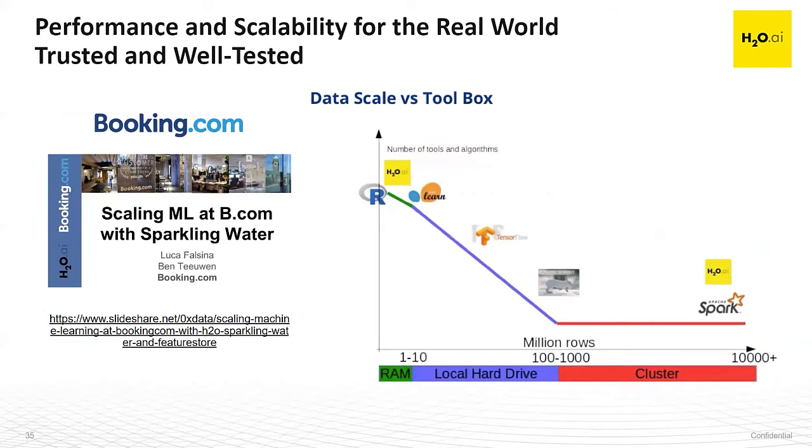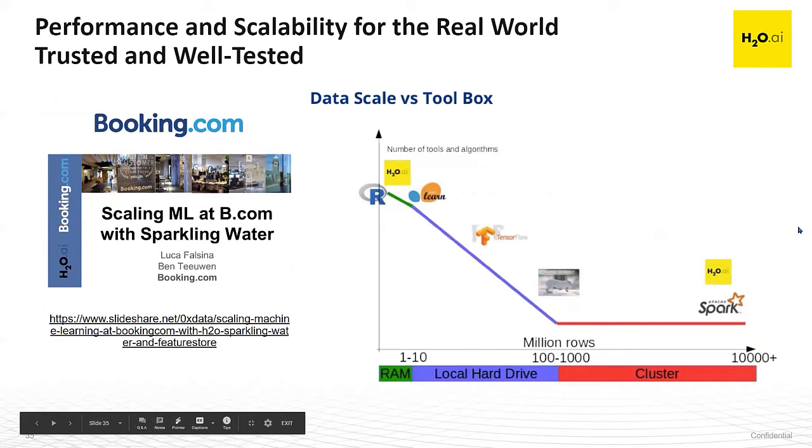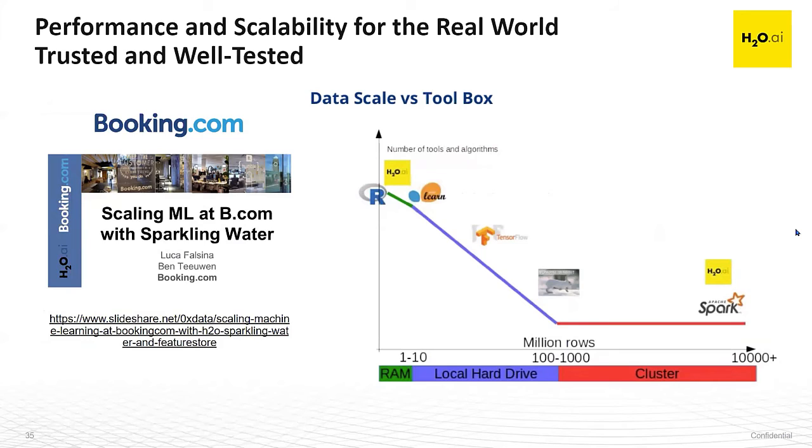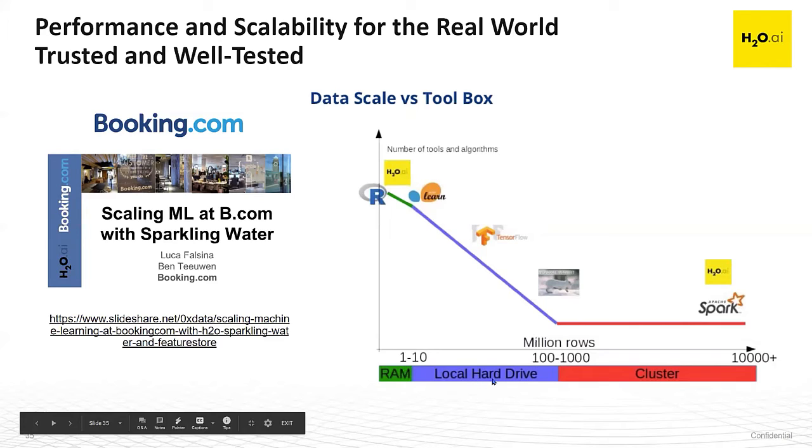So that's a lot from our side. So how do our users and customers actually use H2O at scale? I have an example here. If you want to find out more, please go to this SlideShare here. You can see it from our customer Booking.com. What they found out is that they have been looking at different tools for their machine learning requirements. If you look at the chart here on the right-hand side, the x-axis is the size of data, from 1 to 10 million rows to 100 million rows and more.